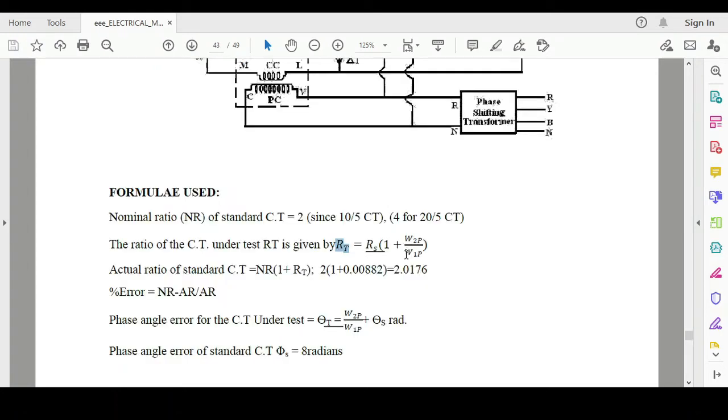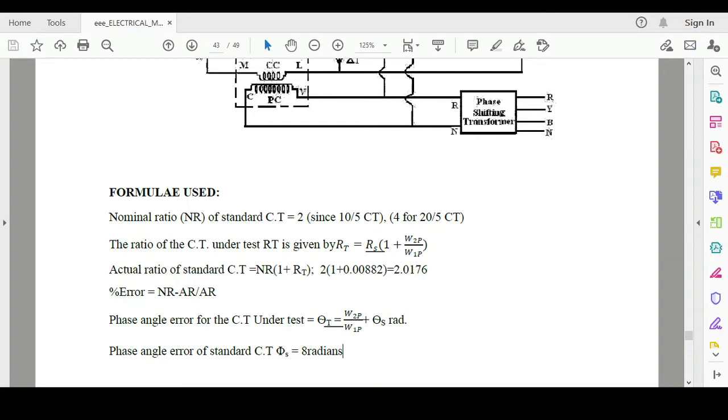So RT equal to RS into 1 plus W2P by W1P. So we will get the value of RT. Then we will substitute this RT in this expression. Then we will find the actual ratio of our standard transformer, which is nominal ratio into 1 plus RT. The nominal ratio is already given, which is 2 here. Okay. Then we will get the actual ratio.